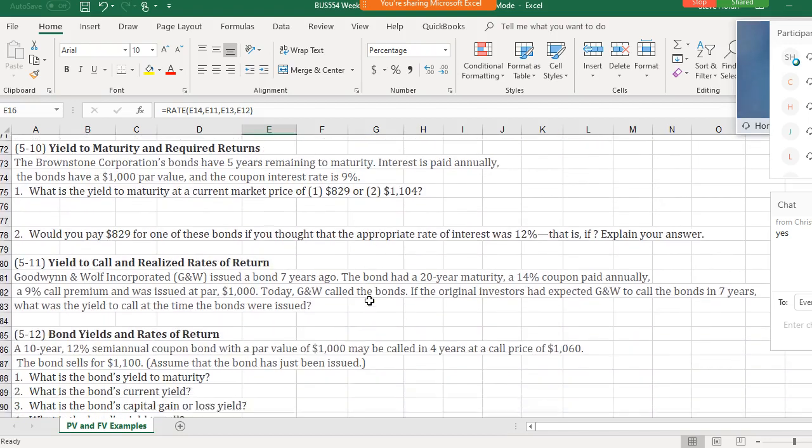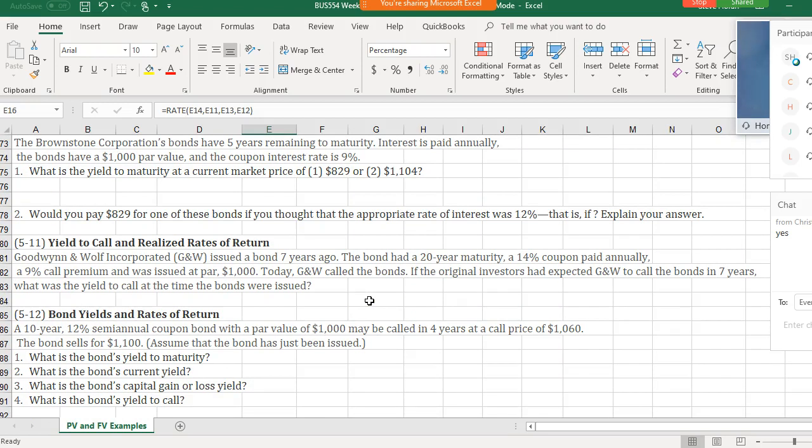And question 11 says, what's yield to call and a realized rate of return? So it says here that Goodwin and Wolf, G&W, issued a bond 7 years ago. The bond had a 20-year maturity and a 14% coupon paid annually, a 9% call premium, and was issued at par, $1,000. Today, they called the bonds. The original investors had expected G&W to call the bonds in 7 years. What was the yield to call at the time the bonds were issued?